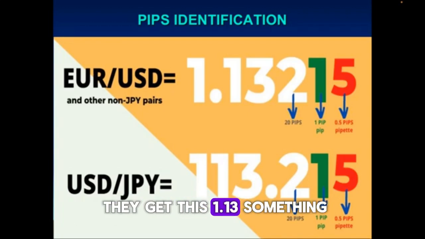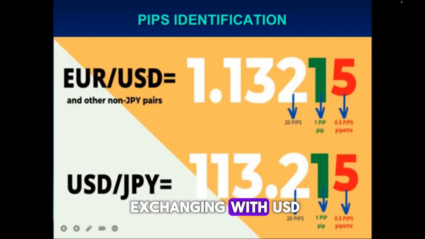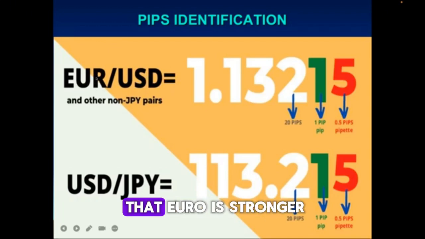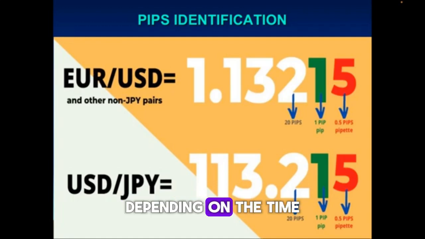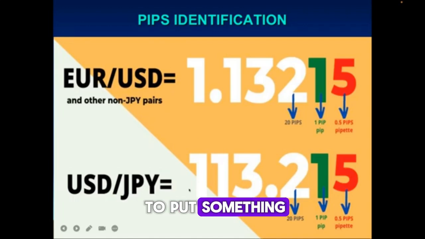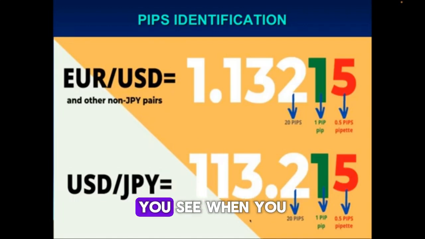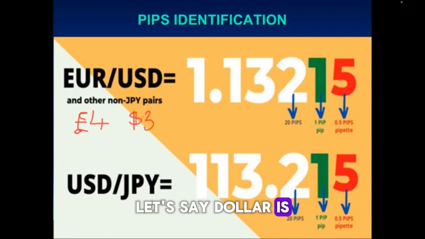Now, how did they get this 1.13 something? What this simply means is this: how much is Euro exchanging with USD? Now, you know that Euro is stronger. Euro has more value than USD. Depending on the time that you are watching this, the figure could be different. Just for the sake of putting figures, when you understand all this, it helps you a great deal. So let's say Euro is 4. Let's say dollar is 3.